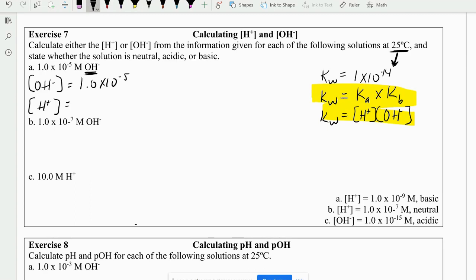So let's go ahead and rearrange this. We know what Kw is. We know what the OH concentration is. So let's solve for hydrogen ion concentration, which we would then put our ionization constant 10 to the minus 14 in the numerator, and then our hydroxide concentration, which was 10 to the minus 5. Now, when I do this, let me just go ahead and show the work.